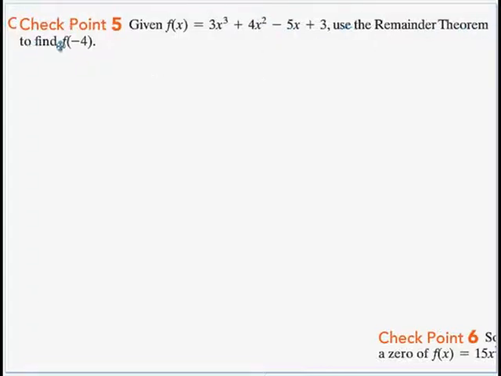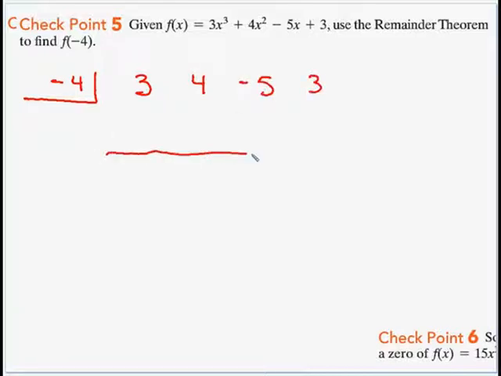Use the remainder theorem to find f of negative 4. So we could plug the negative 4 in for all of these x's and compute that. But there's always a good chance to miss a negative when you're cubing or squaring something. There's a lot that could go wrong. So we can use the remainder theorem. If I take negative 4 and I synthetically divide it into 3, 4, negative 5, and 3, I should get the same answer. Again, drop down your leading term, 3, multiply, negative 12, add, multiply, positive 32, add.